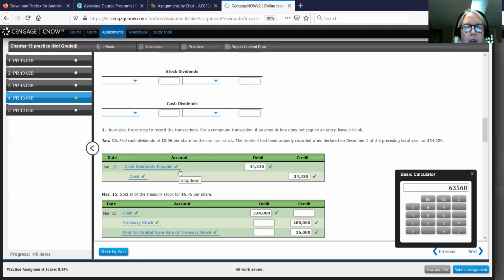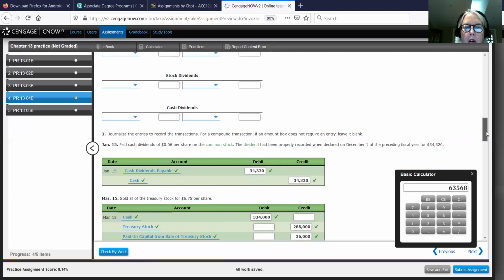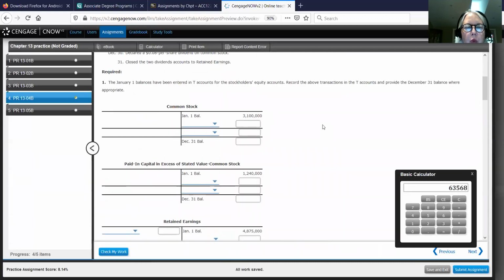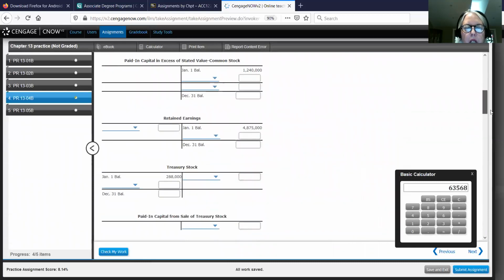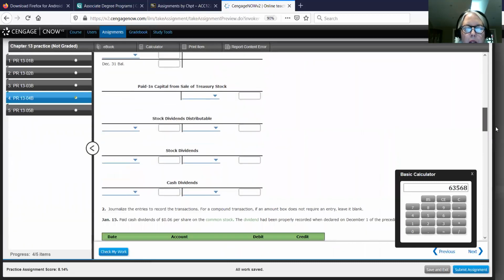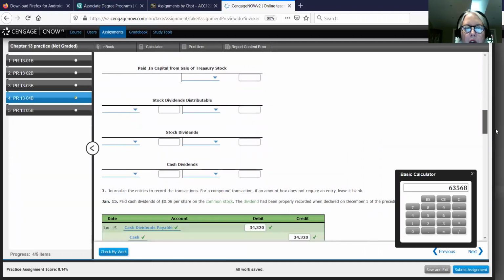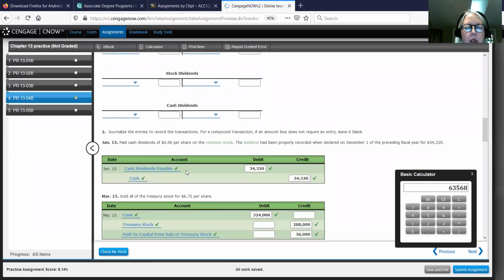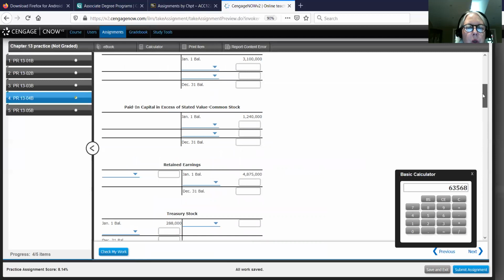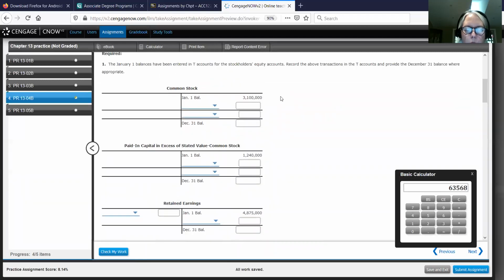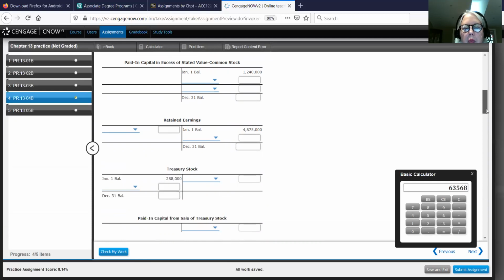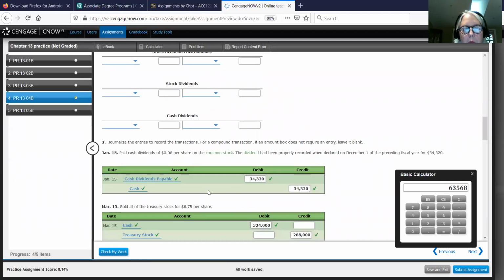In my journal, I debited cash dividends payable for $34,320. In your ledger, you would have had a cash dividends payable account. And again, I don't know why they didn't give you all of the ledger accounts here, so there's nothing to post to that particular journal entry. They didn't give us a cash account either to post to, and you know that in the ledger, we would certainly have a cash account. But this journal entry should have been posted to our ledger accounts before we could prepare our financial statements.